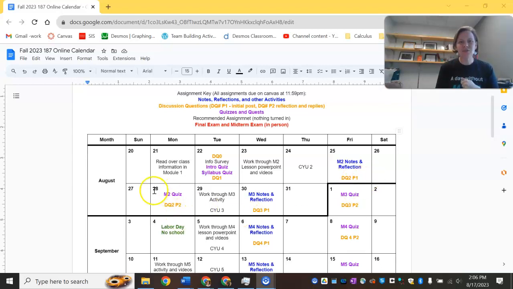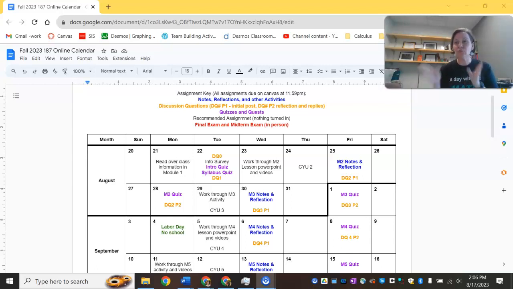But then there's a DQ2 part 2, and there is a second part to every discussion question. You're going to reply to some of your peers with some substantial replies, and then you're also going to reflect on your own post and correct it if necessary, so that you can make sure that you sort of have a better understanding of the concept.